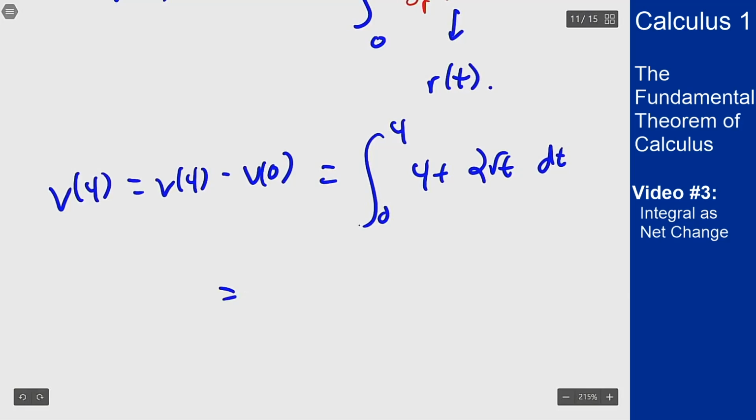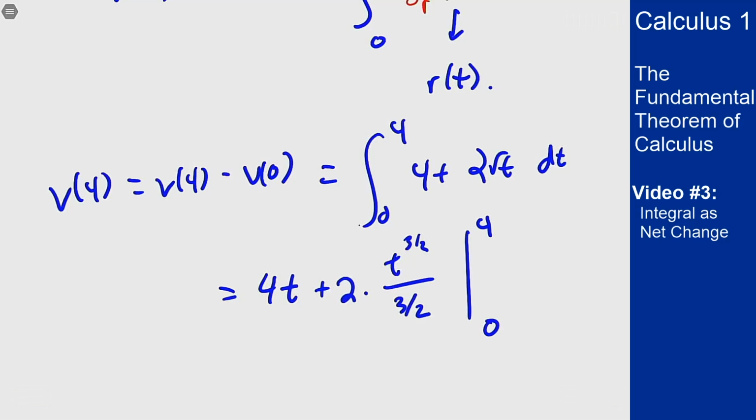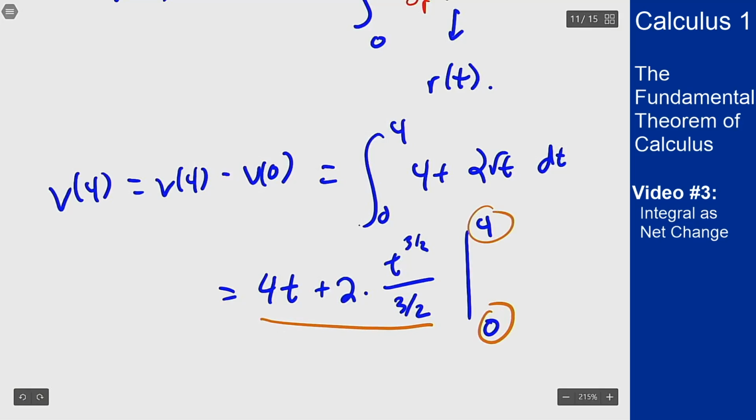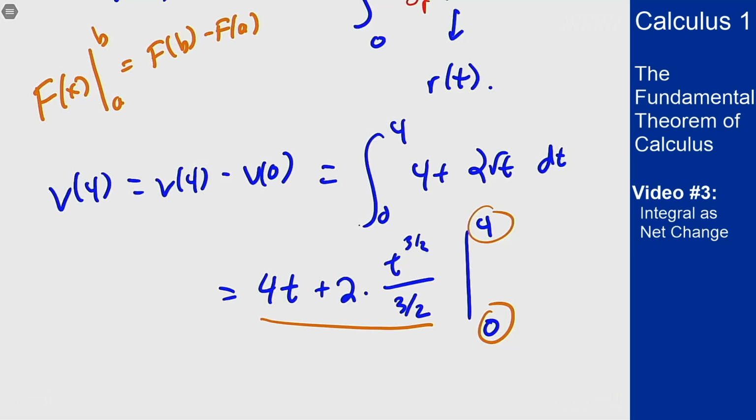So I'm going to get 4t plus 2 times t to the 3 halves over 3 halves, plugging in 0 and 4. This is a common notation you'll see for this sort of process. I'm anti-differentiating to get to this function here, and I'm plugging in the values here and here. So in general, we use the notation F of x, plugging in a and b, to mean F of b minus F of a. It's a shorthand, but it makes this look a lot nicer when you're trying to actually work out these problems.